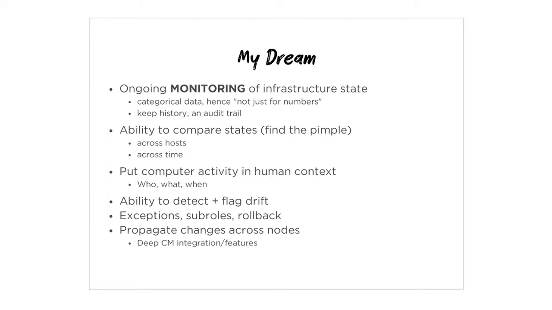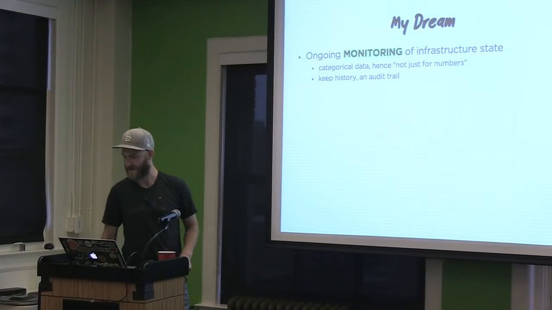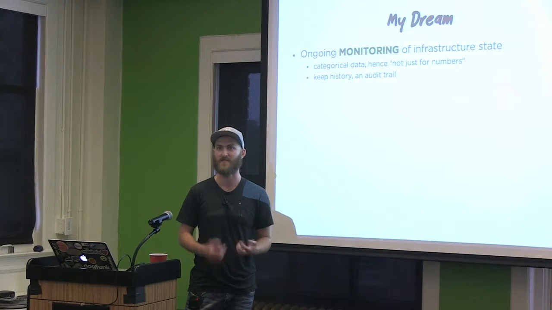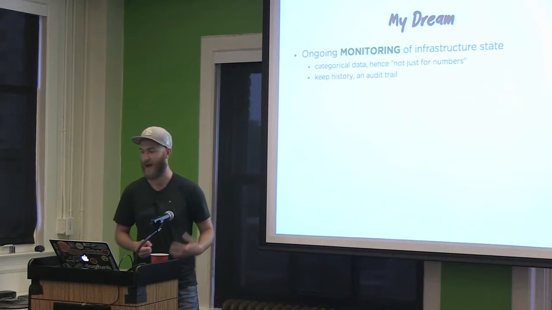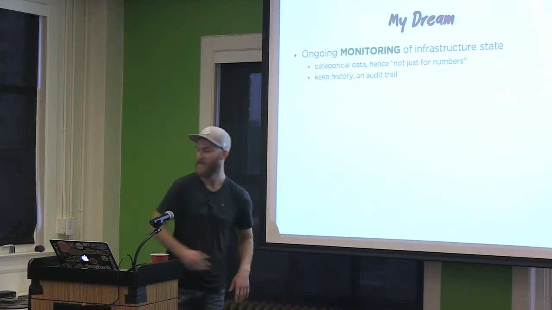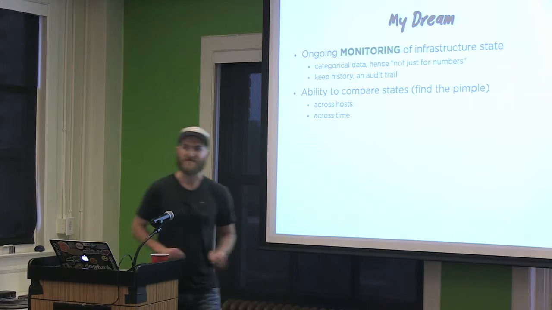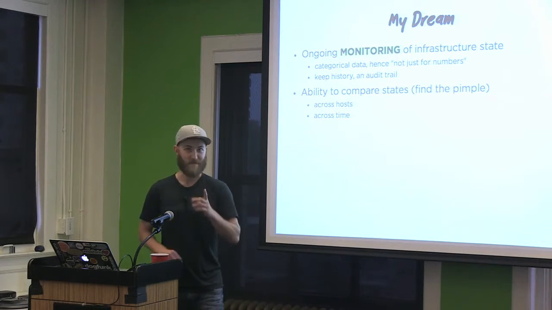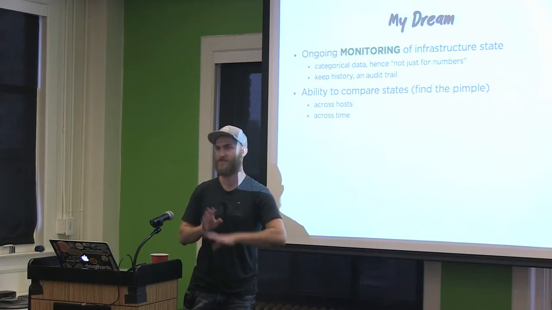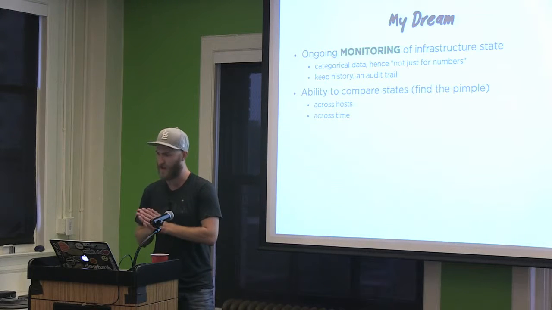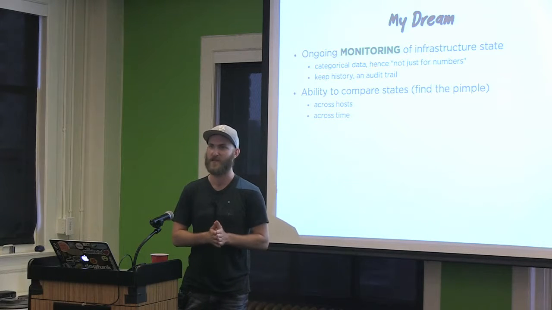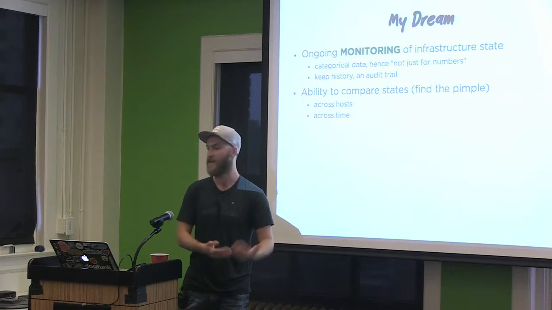So: ongoing monitoring of infrastructure state, categorical data, hence the name of the talk. This isn't monitoring your CPU usage. This is monitoring structured data and how it changes over time, and then keeping a history of that so you can always go back and see. Ability to compare states, and find the pimple. I'm talking both about two real-time states of maybe two boxes or two clusters, or across time. So the way things were yesterday versus the way things are today.